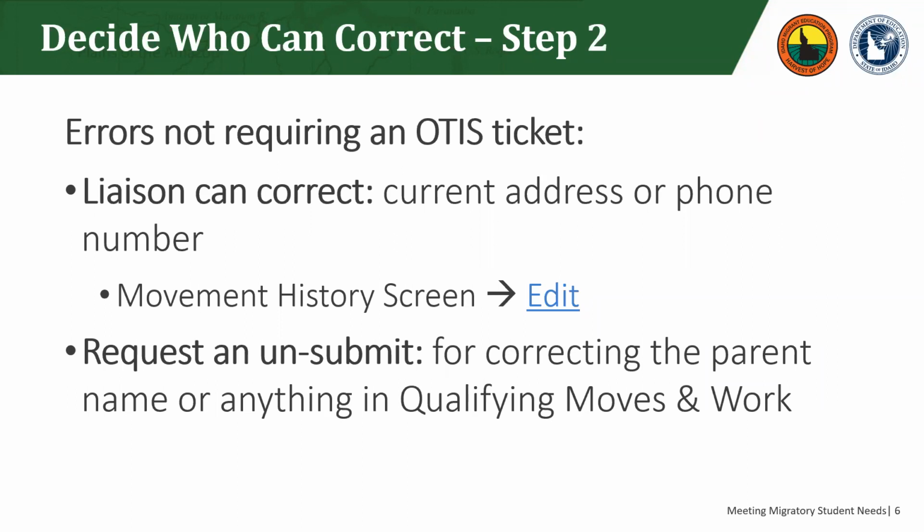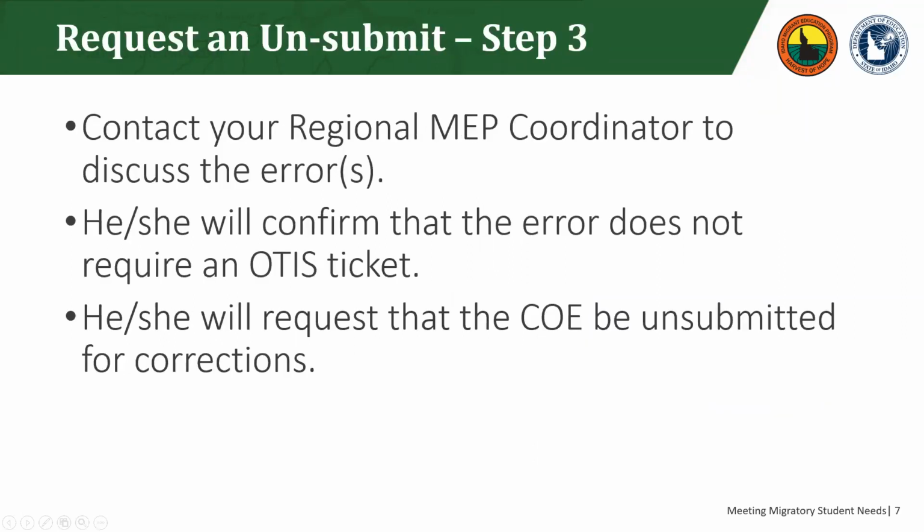If the correction needs to be made to a parent name or to anything in the qualifying moves and work section, you will need to have the COE unsubmitted in order to make changes. In order to have a COE unsubmitted, you will need to contact your regional coordinator and let him or her know the COE number and why the COE needs to be unsubmitted. You can do this by email as long as it doesn't include any information about the student. It is okay to email the COE number.